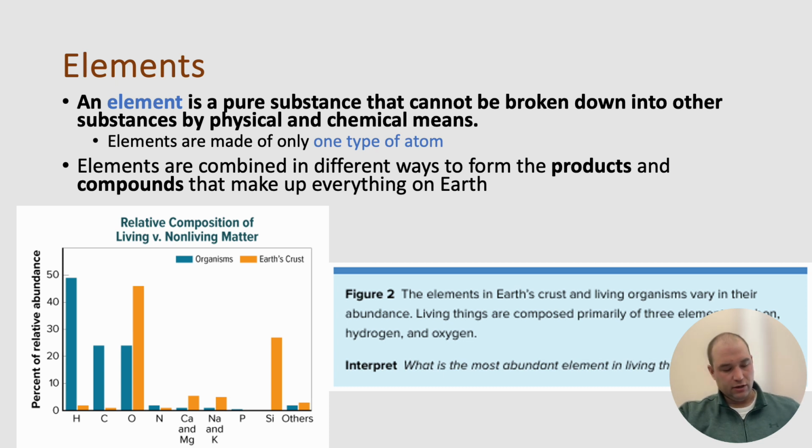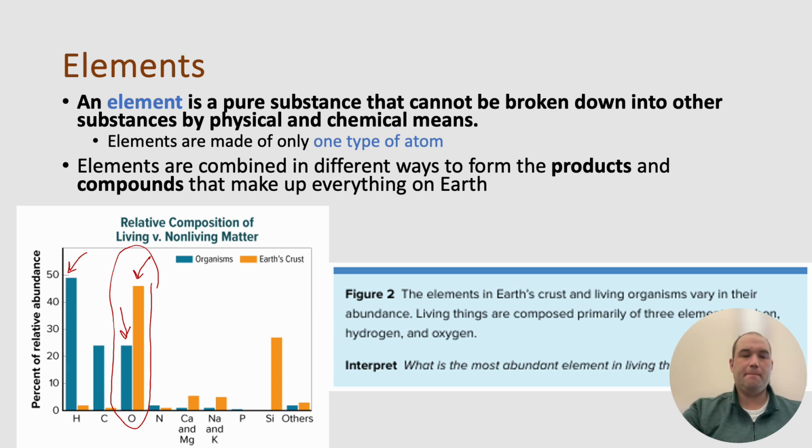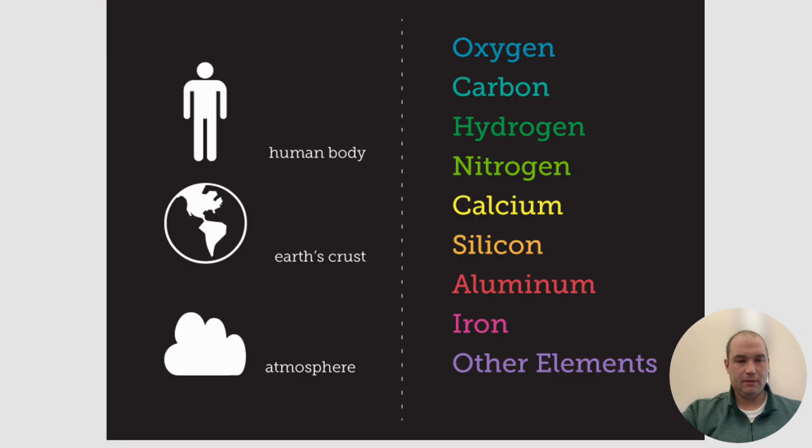And if we take a look here at these 2 bars, okay, both of these bars represent oxygen. The orange one represents in the Earth's crust, and the blue one represents our organisms. So you'll notice, even though hydrogen is the highest in living organisms, you can also see between the 2 that oxygen makes up the bulk of all the matter on this planet.